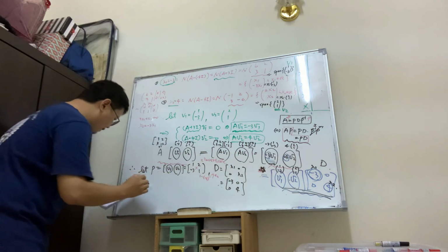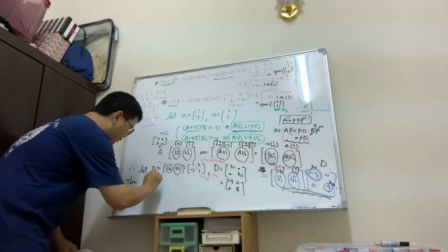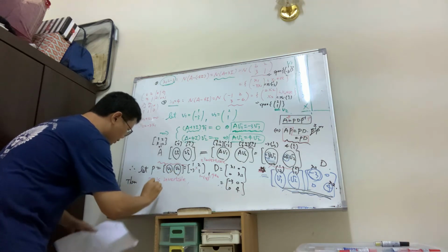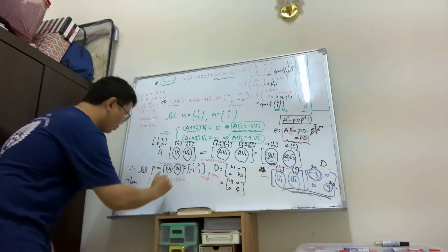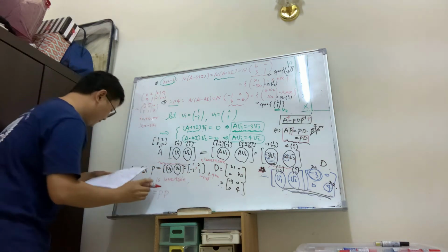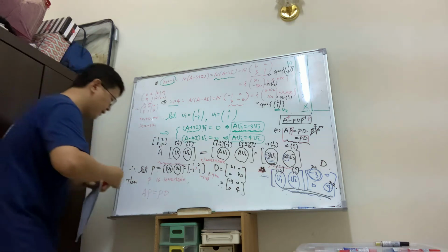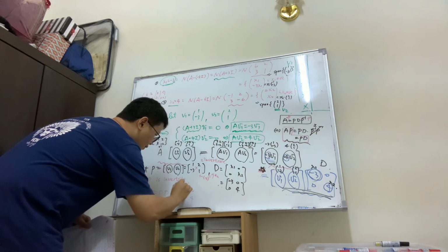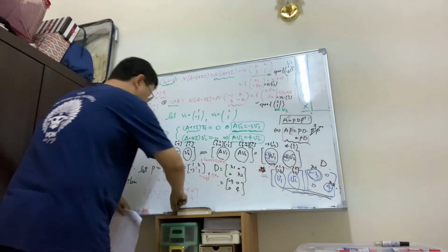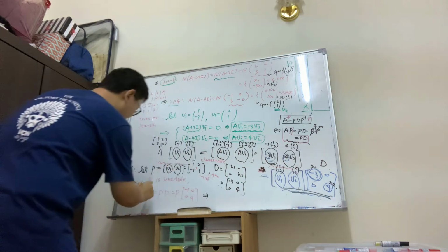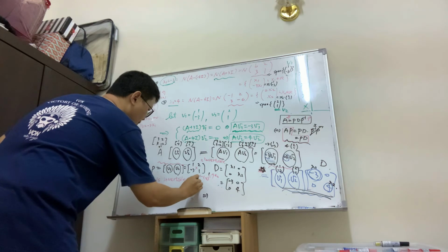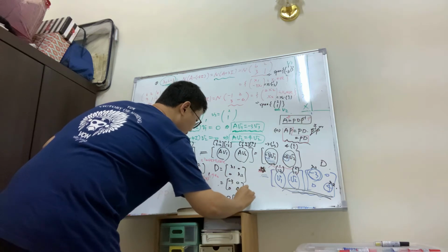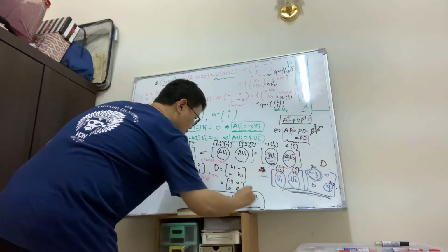So what do we have? P is invertible, and AP equals PD. And what's the matrix D? D is exactly negative 3, 0, 0, 4. Now we multiply by P inverse on both sides. Then indeed A equals P times negative 3, 0, 0, 4 times P inverse. Indeed we have this result.